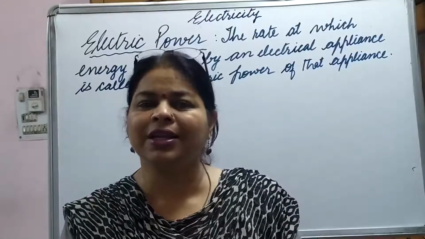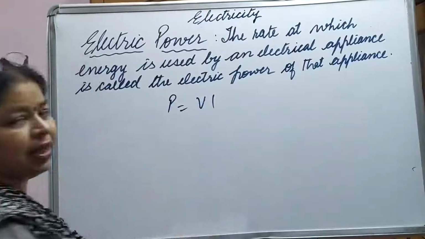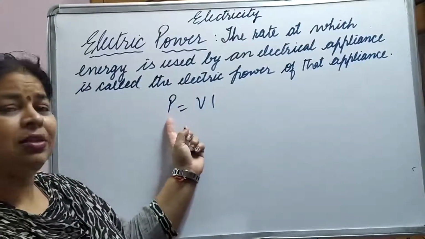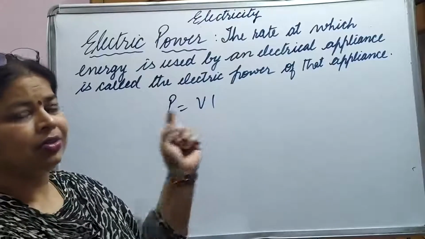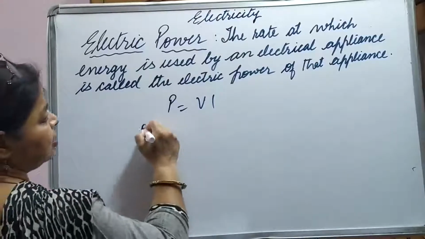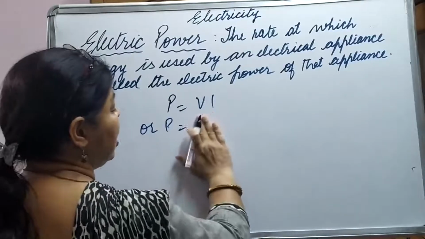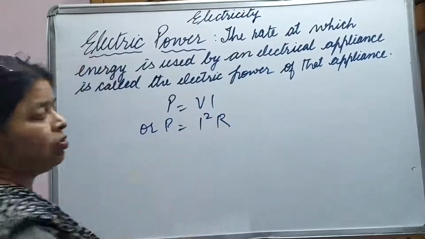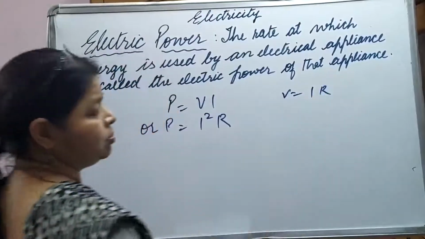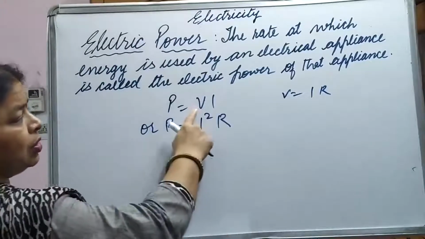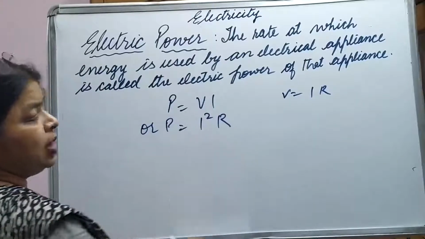And how is it given? It is given by an expression P is equal to VI, where P is power, V is potential difference and I is current. Or we can also write P is equal to I square R. From where has this come? V is equal to IR. So we have replaced V by Ohm's law, V is equal to IR, so it becomes I square R.